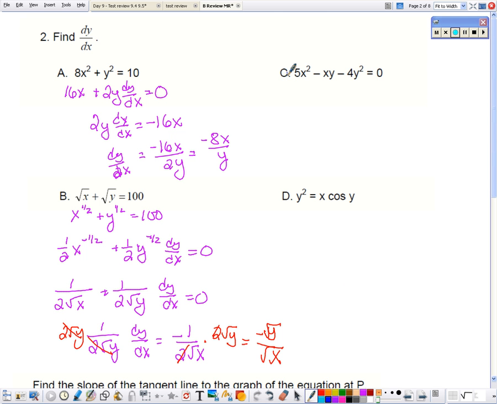Now for c, I need the product rule here. So each piece, the derivative of negative x is negative 1. The derivative of y is dy/dx. So first, the derivative of 5x squared. Now for the product rule, it's negative x times dy/dx plus negative 1 times y. And then the derivative of 4y squared.